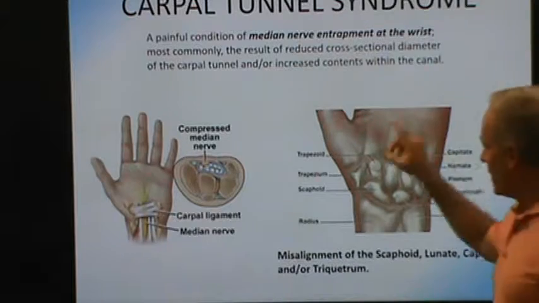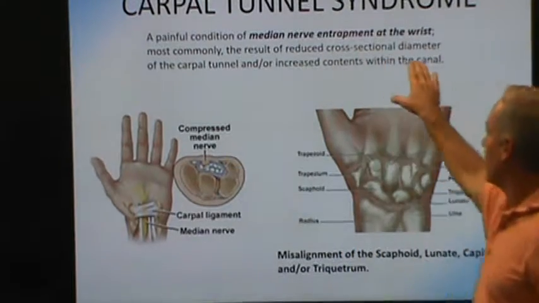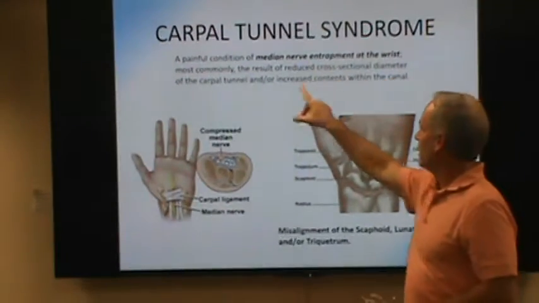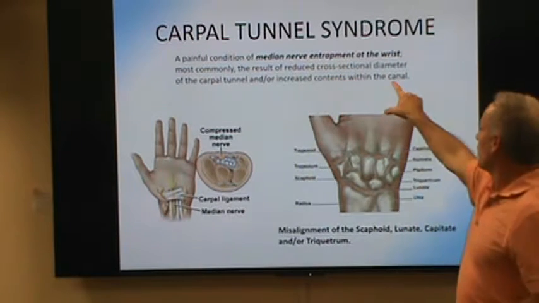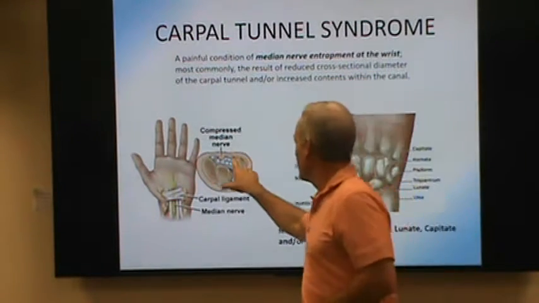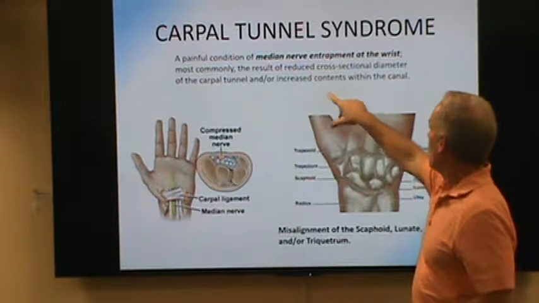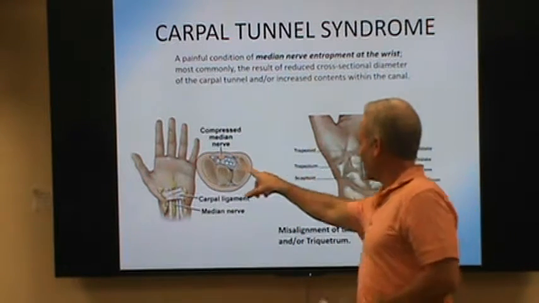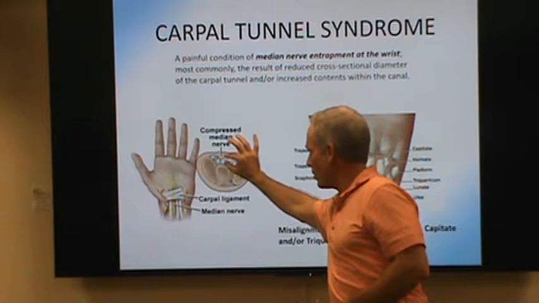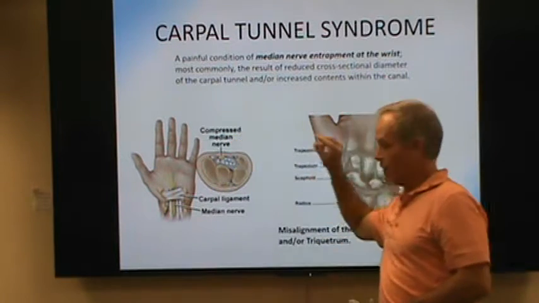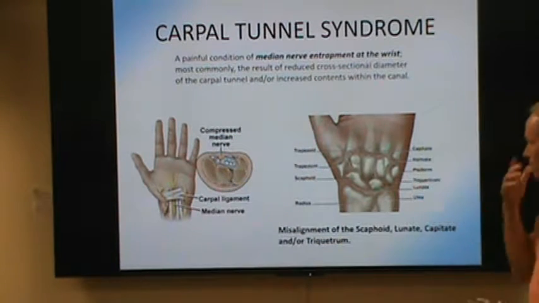So the definition is that entrapment is the result either of the cross-sectional diameter of this becoming diminished, becoming tight, or the contents inside creating inflammation and starting to swell into that nerve. So that's what true carpal tunnel is.